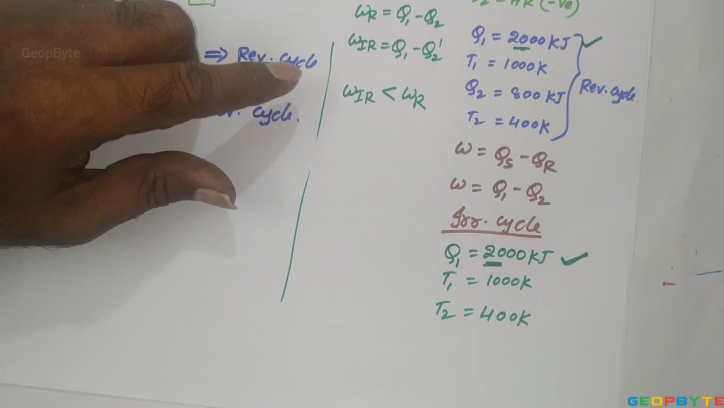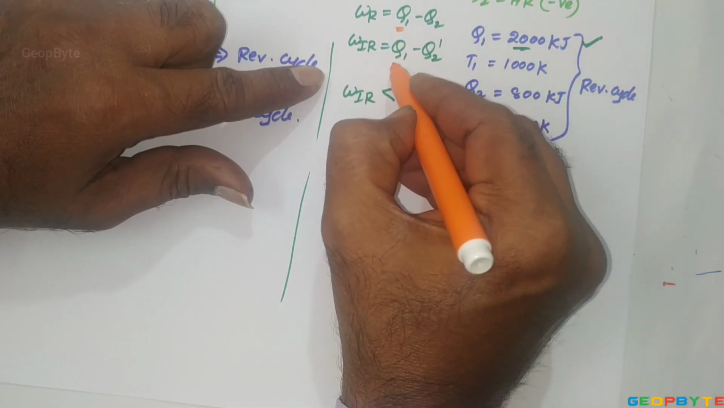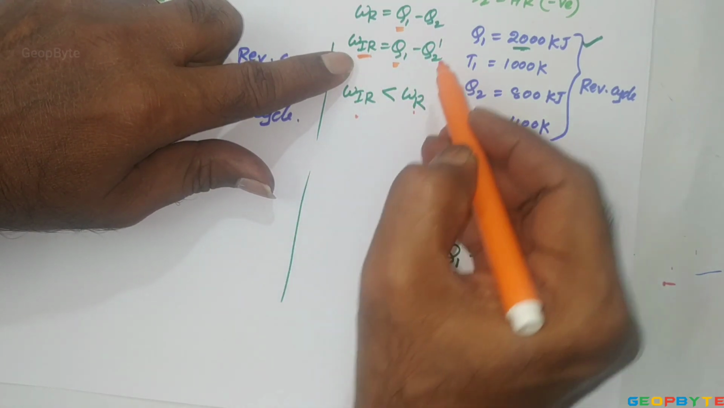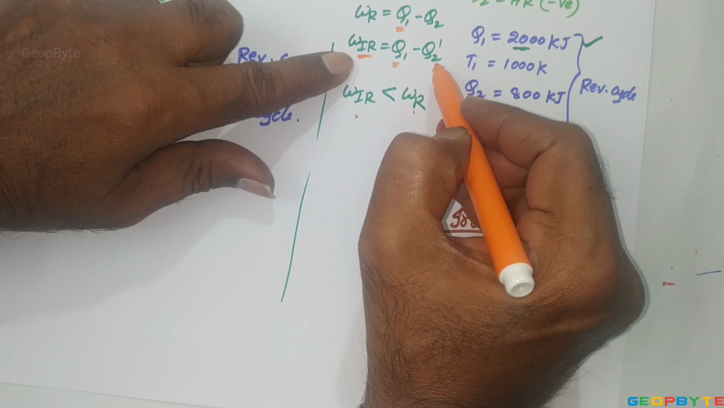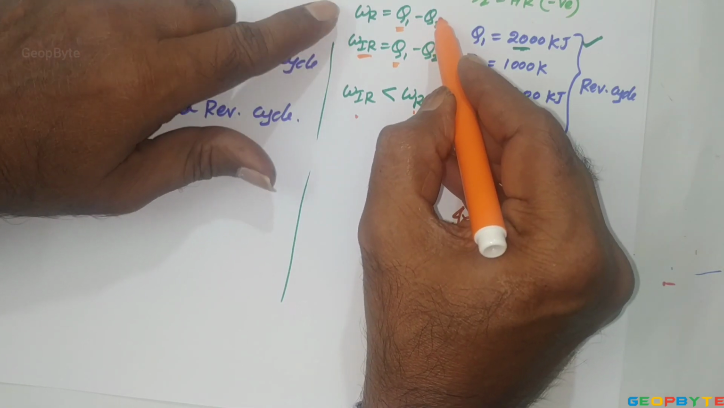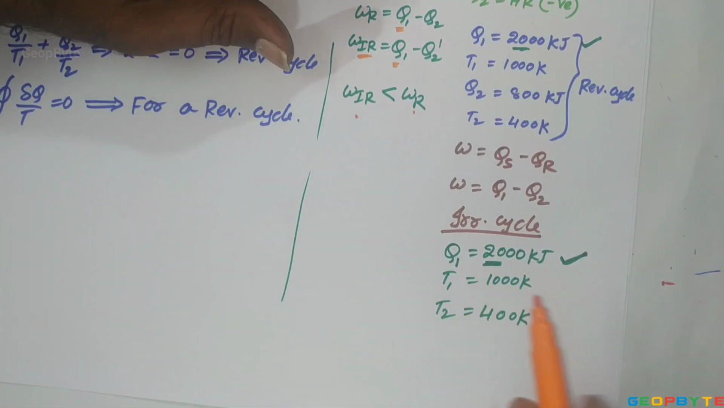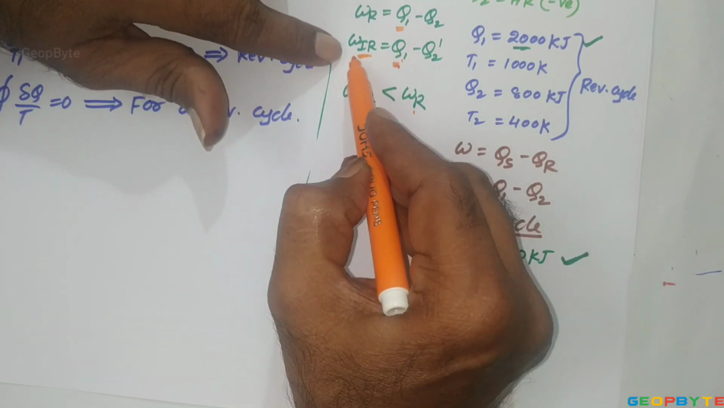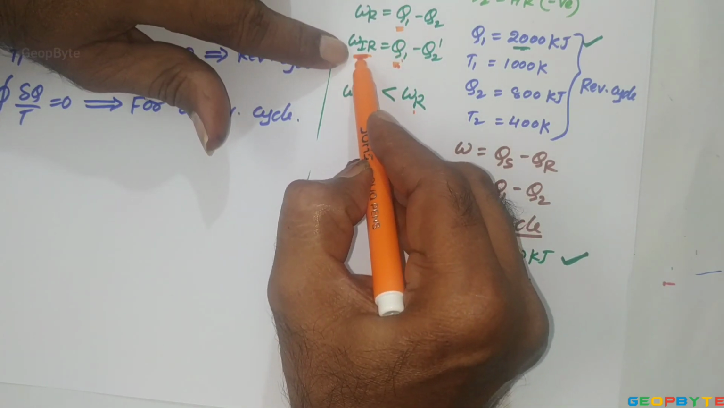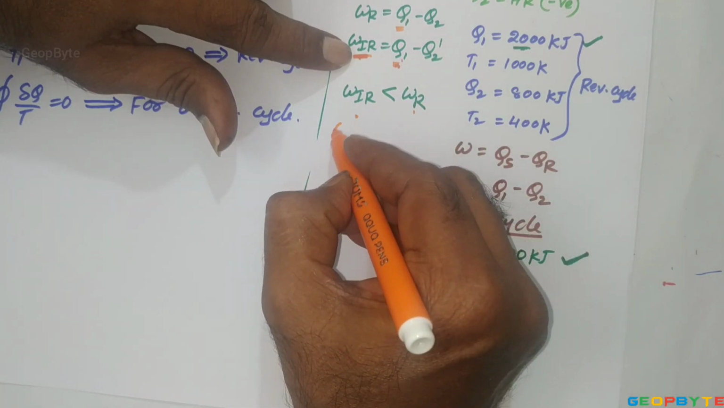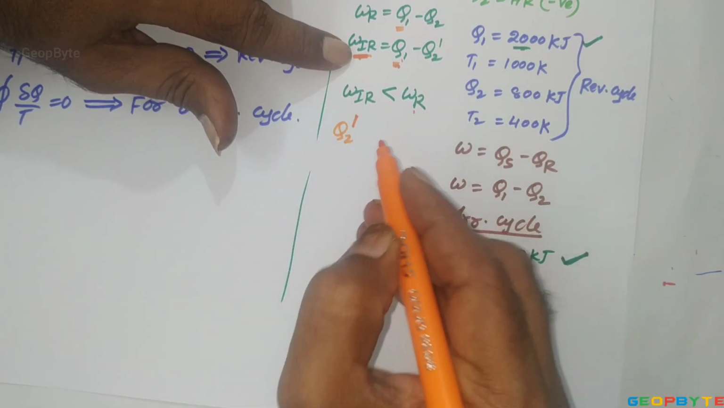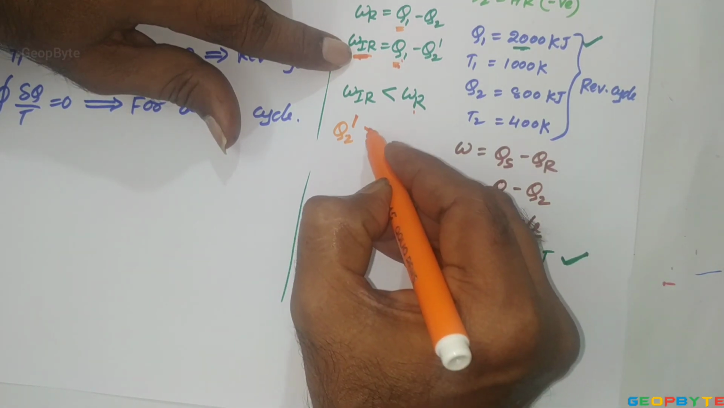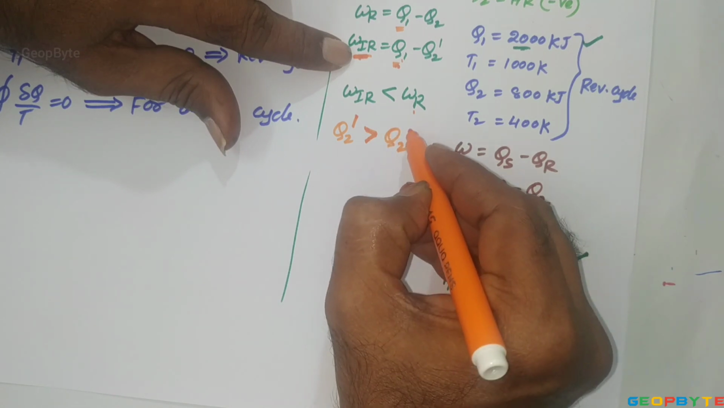Since we are given the same heat for both the reversible and irreversible cycles, and the work given by the irreversible cycle is less than the reversible cycle, Q2 dash, the heat rejection by the irreversible cycle, is other than the heat rejection by the reversible cycle. It means Q2 dash, that is, the heat rejection for the irreversible cycle, is more than the heat rejection for the reversible cycle.